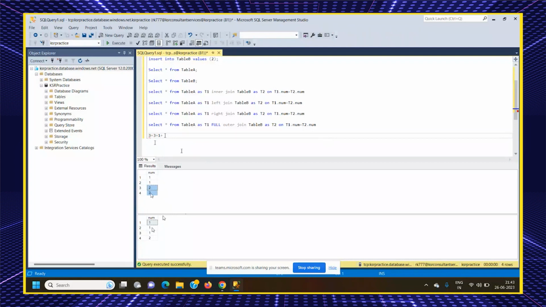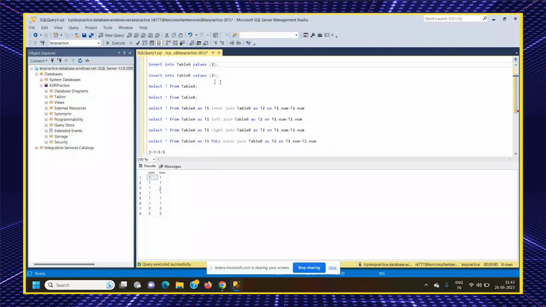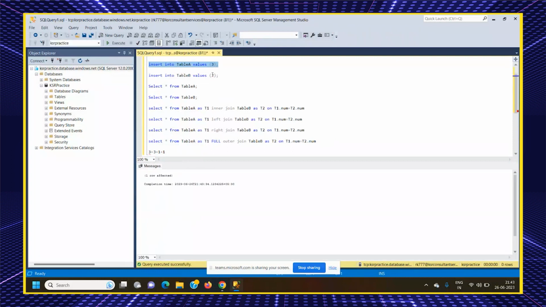So 1 into 1 is 1, and 1 into 1 is again 1. So for every 2, we have only one match, similar record. So 3 plus 3 is 6, 6 plus 1, 7, plus 1, 8. So we would have 8 records here. So in case of full outer join, all the similar records and non-similar records would come into picture. So let's add a few more columns here. In table A, we would add 3, and in table B, we would add 2 additional. So we will do all join conditions here: outer join, inner join, and left join.